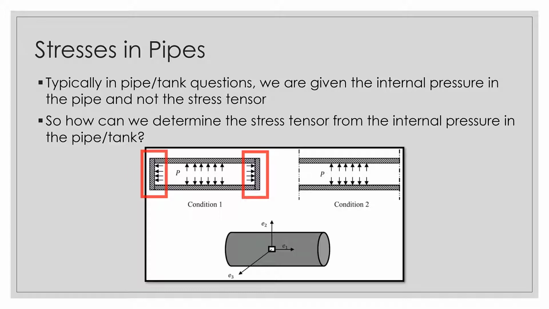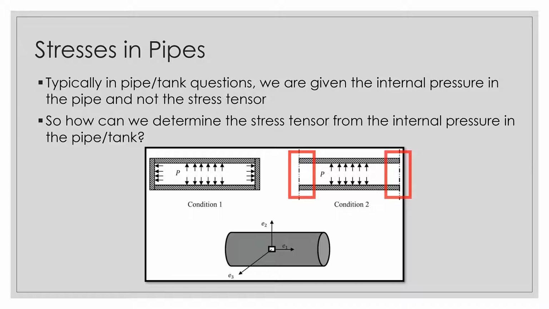Now condition two is what we call restrained ends. This restricts any movement in the E1 direction. An example of this would be a large-scale pipeline that goes for hundreds of kilometers. In this condition, it's a little bit more challenging, but we have to use the identity that it cannot expand in that E1 direction to help us determine some of the stresses. So let's jump into what the stresses for these two conditions would be.